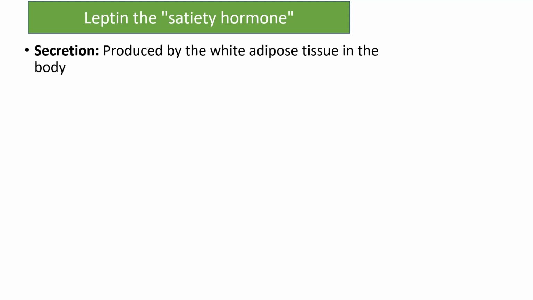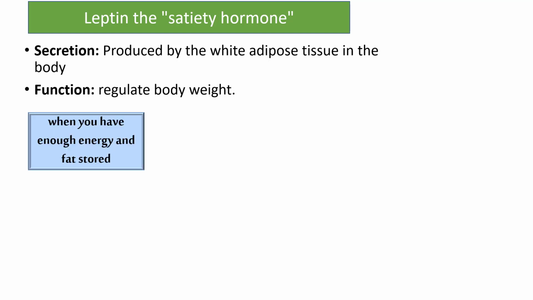Let's start first explaining leptin. Leptin is also known as the satiety hormone. It is secreted and produced by the white adipose tissue in the body. The function of this hormone is to regulate body weight. Let's explain what is the mode of action of leptin.